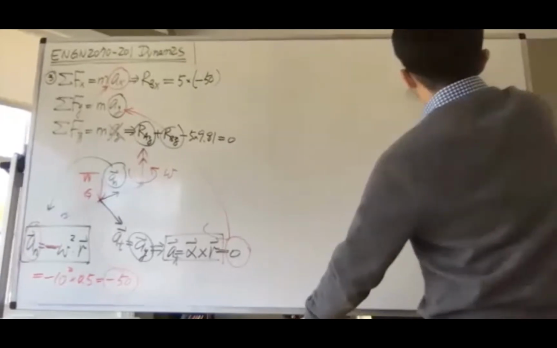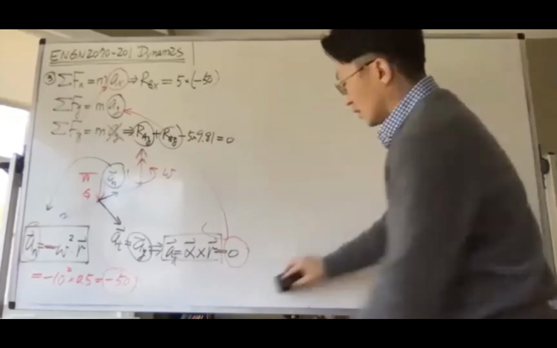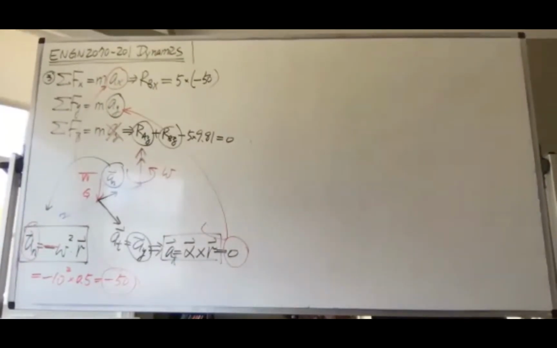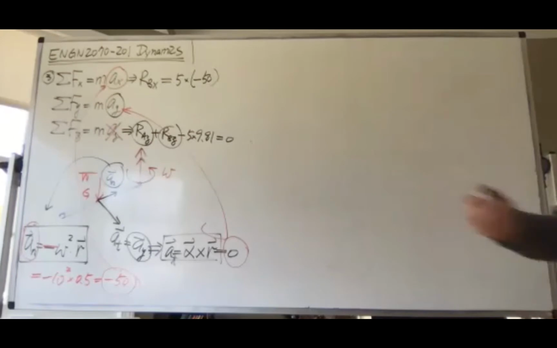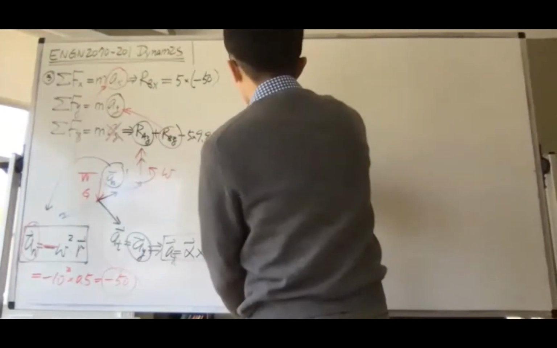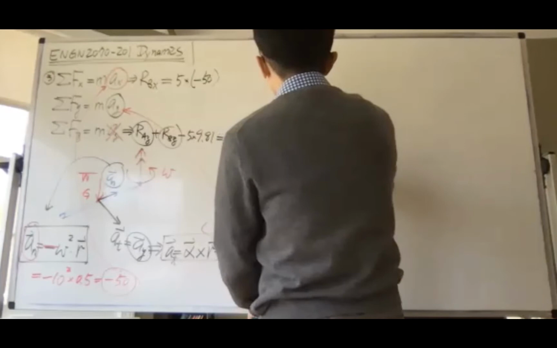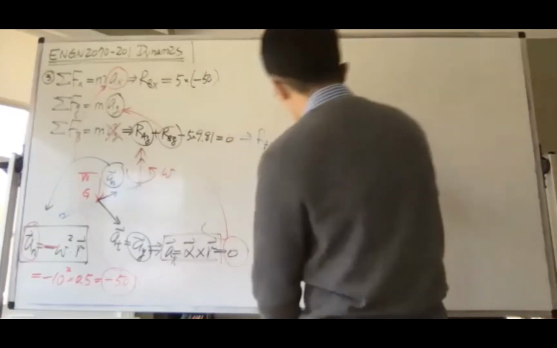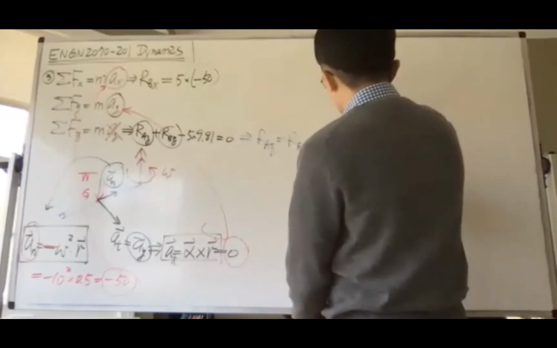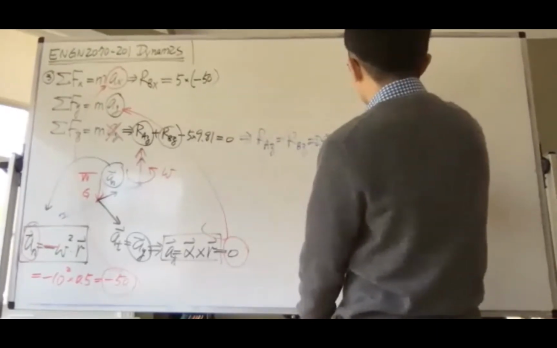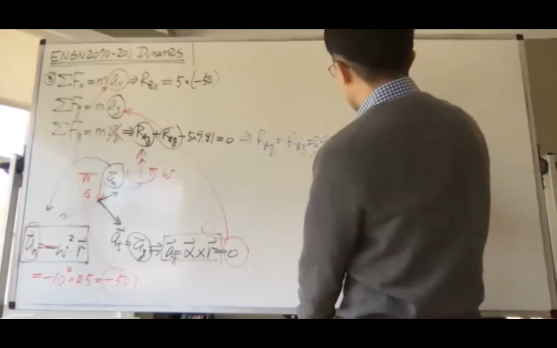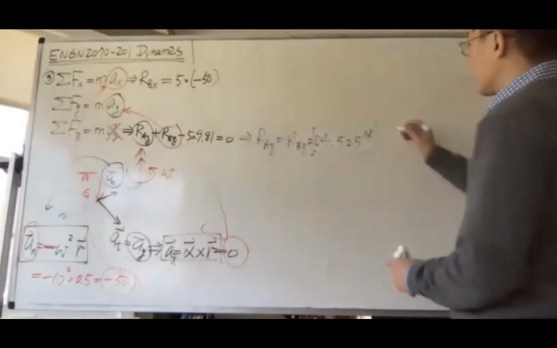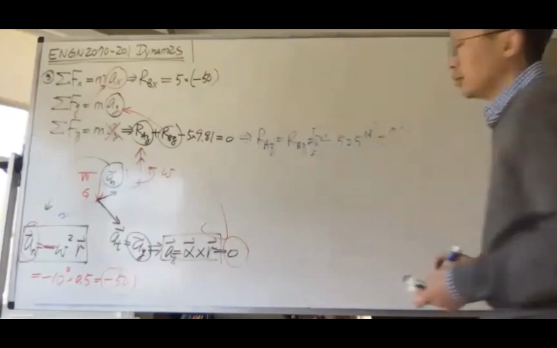And Raz and Rbz, the values are just one half of it, that's 24.525 newtons, and it's positive. Positive means that it's pointing up because it's positive.